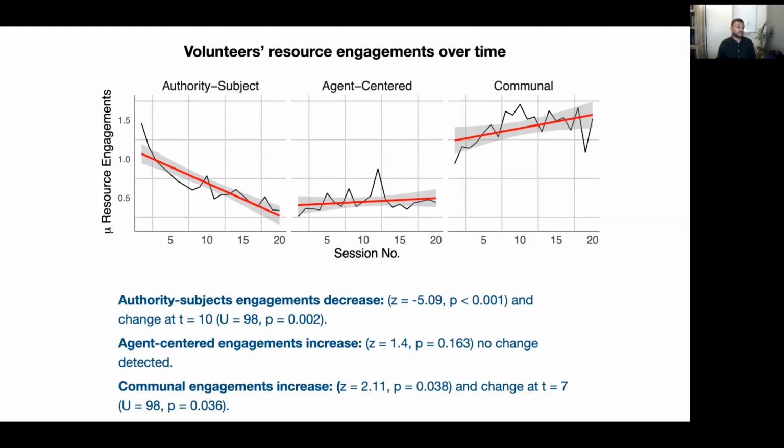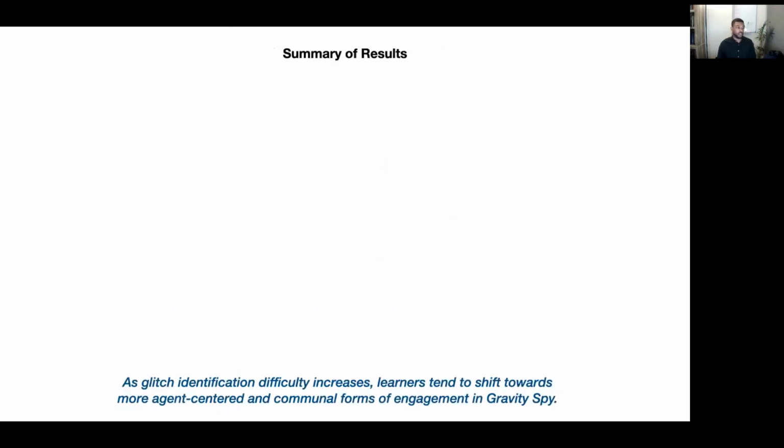This shift in resource engagements is also supported by a trend analysis. Here we consider the average resource engagements for each form of presence. Using a trend test, we can actually see whether the trend was a significant downward or upward slope. And so using that trend analysis, we see that for authority subject engagements, there was a significant downward trend, and for communal engagements, there was a significant upward trend. So over time, volunteers engage less with resources created by the science team and have more communal engagements, such as posting or reading the comments posted by other volunteers.